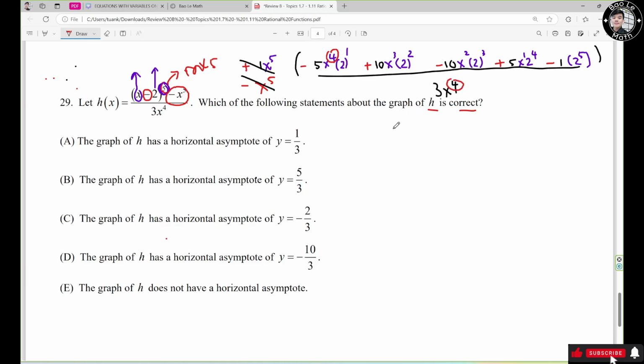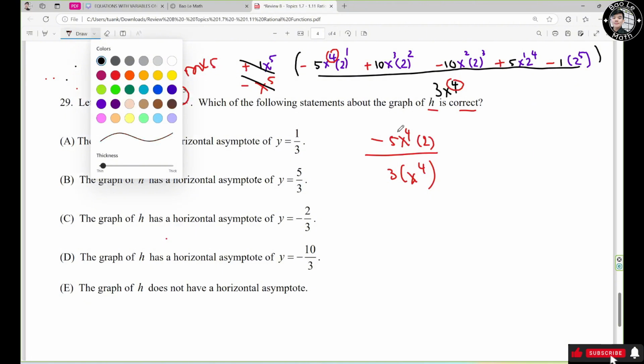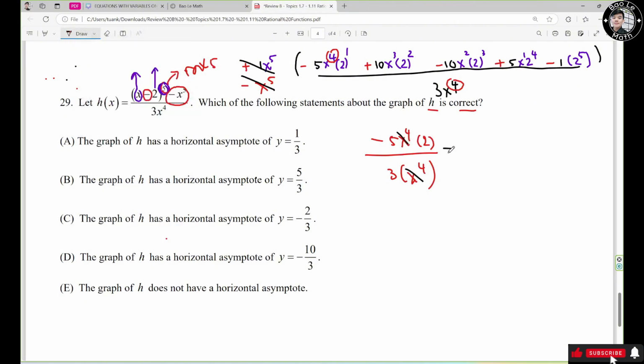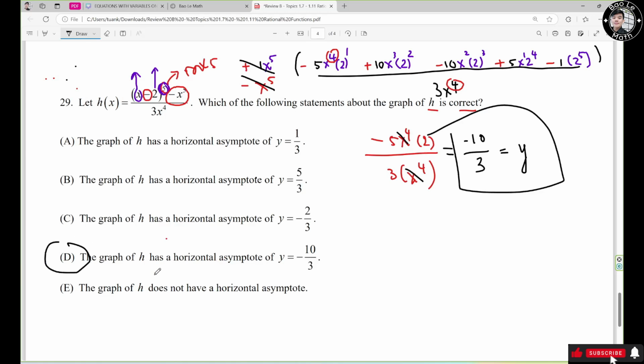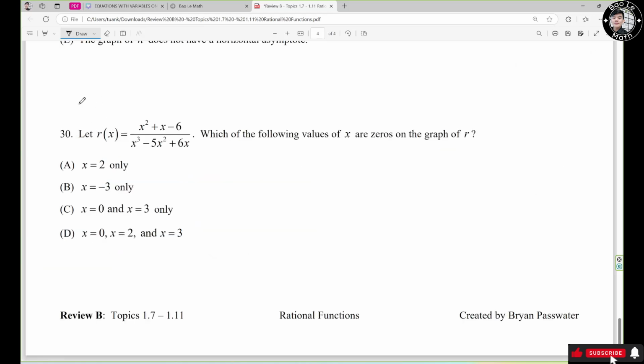So the leading term is going to be -5 s to the power of 4 times 2, over 3 times s to the power of 4. Now I just simplify s to the power of 4, so finally I have -10 over 3. This is my horizontal asymptote. So the answer must be D. Now let's move on to the last question.